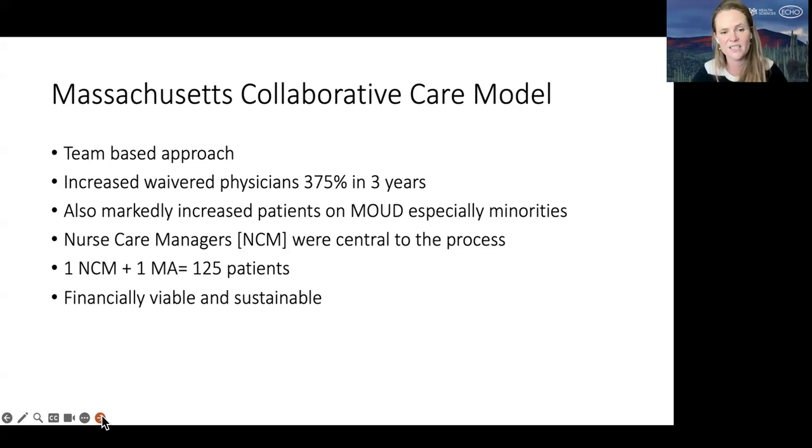In this study, nurse care managers, NCMs, were central to the process. You'll see in a moment, they're really the linchpin of the day-to-day activities. And what they found here initially was that one nurse care manager could carry a caseload of 100 patients, and that if they were supplemented with a medical assistant who had been trained for this role, they could carry a load of 125 patients. So obviously very impressive in this research when the model was implemented correctly.